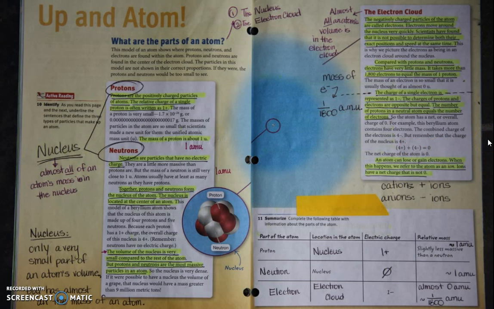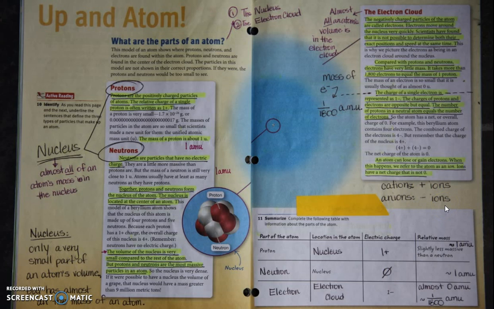Now, an atom can gain or lose electrons. When this happens, we refer to the atom as an ion, and ions have a net charge that's not 0. If it loses negative charges, then it now has more protons and it's a positive ion. It's called a cation. If it gains electrons, then it's gaining negative charges and it becomes a negatively charged ion, because it has more negative charges now than positive charges. I know that's confusing because you think when you gain it's plus, but remember you're gaining electrons, which are negative charges. So when you gain negatives, you become a negative ion.